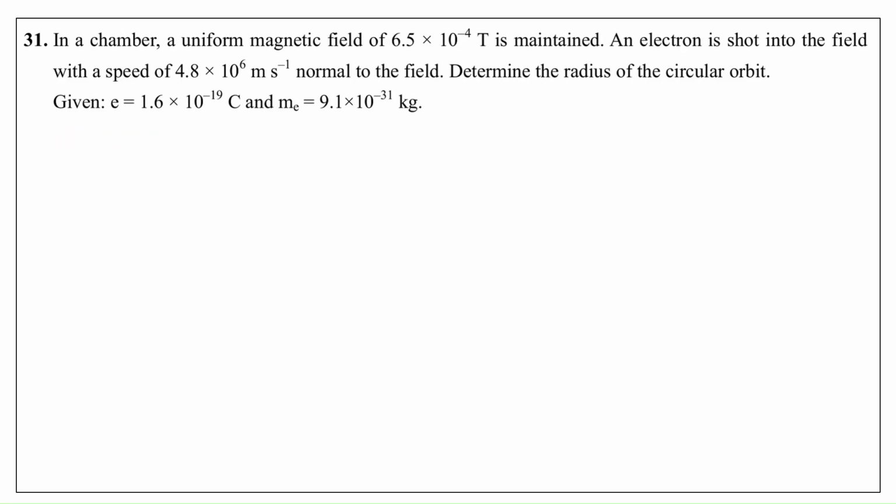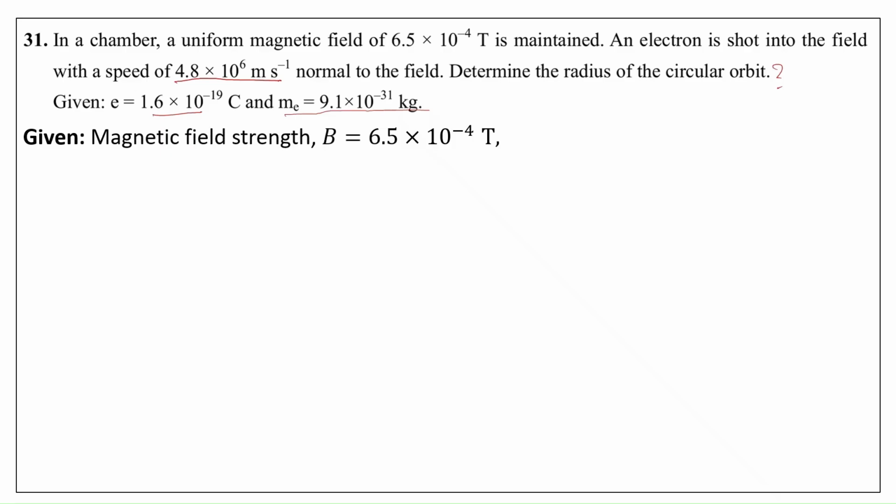Next, 31. In a chamber, a uniform magnetic field of 6.5 × 10^-4 Tesla is maintained. An electron is shot into the field with a speed of 4.8 × 10^6 meter per second normal to the field. Determine the radius of the circular orbit. Given, e = 1.6 × 10^-19 coulomb, and m_e = 9.1 × 10^-31 kilograms.